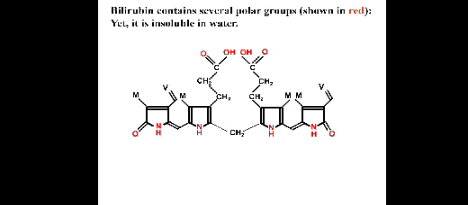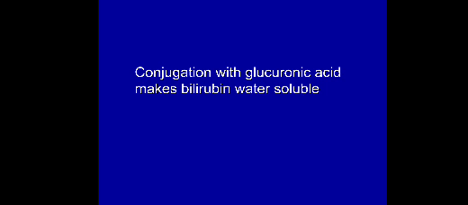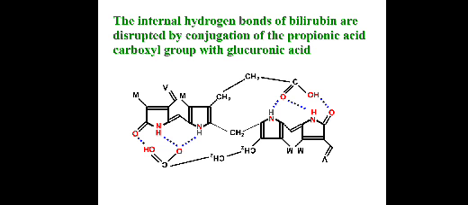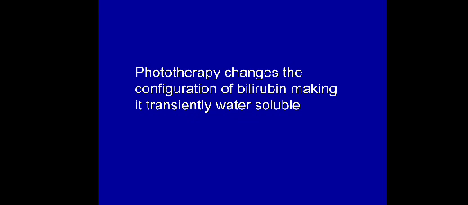It is insoluble in water. So conjugation with glucuronic acid makes bilirubin water soluble. The internal hydrogen bonds of bilirubin are disrupted by the conjugation of the propionic acid carboxyl group with glucuronic acid. Now phototherapy changes the configuration of bilirubin, making it transiently water soluble.